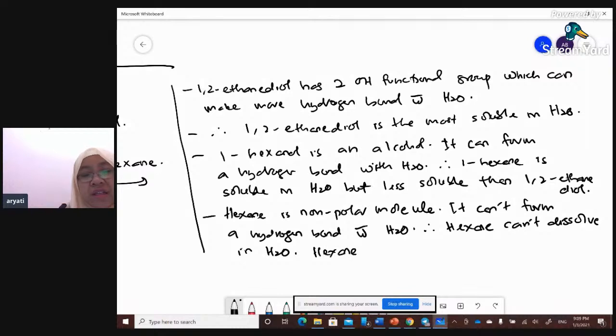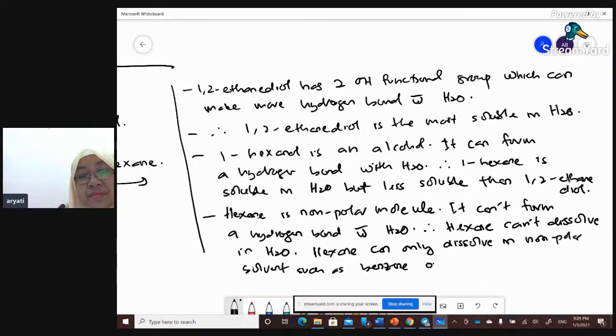Hexane can only soluble ataupun dissolve in non-polar solvent, okay, such as benzene or ether. Okay, so actually this chapter is quite easy because we have learned, dia macam do some revision according to semester 1 chapter 4.